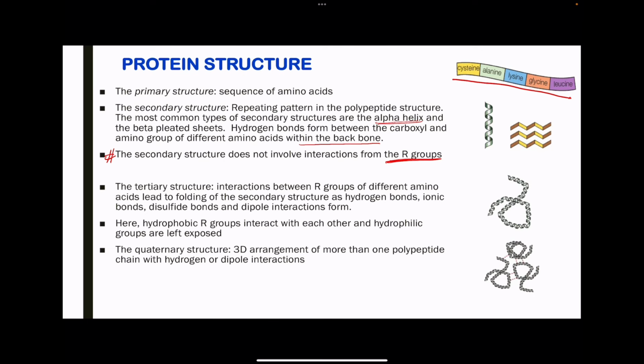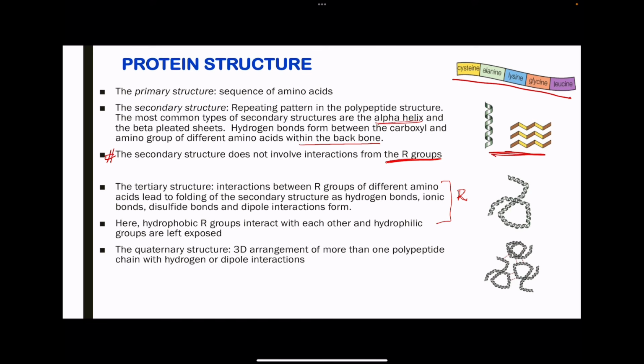So we can see here we have the alpha helices as well as the beta pleated sheets. In the tertiary structure, interactions between R groups of different amino acids lead to folding of the secondary structure as hydrogen bonds, ionic bonds, disulfide bonds, and dipole interactions can form. We have R groups interacting so that the secondary structure can fold further.